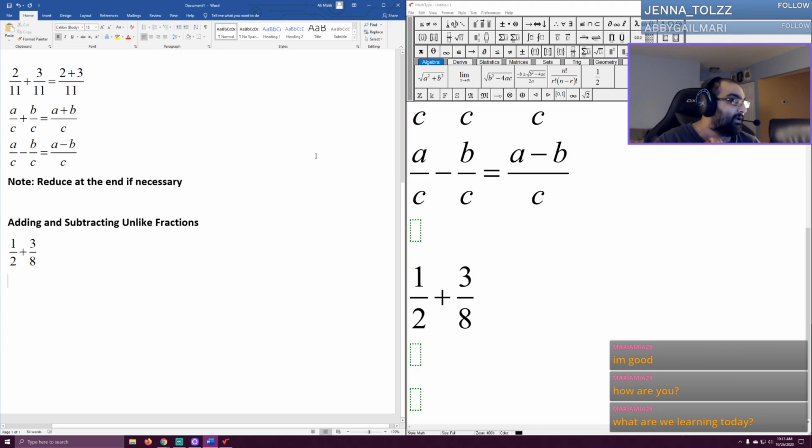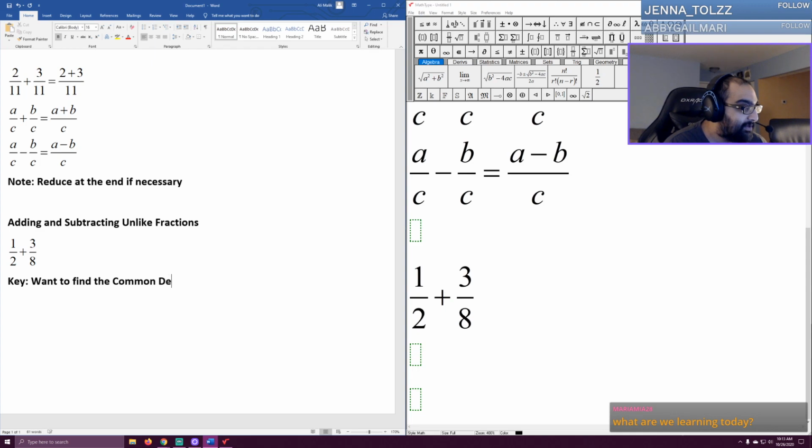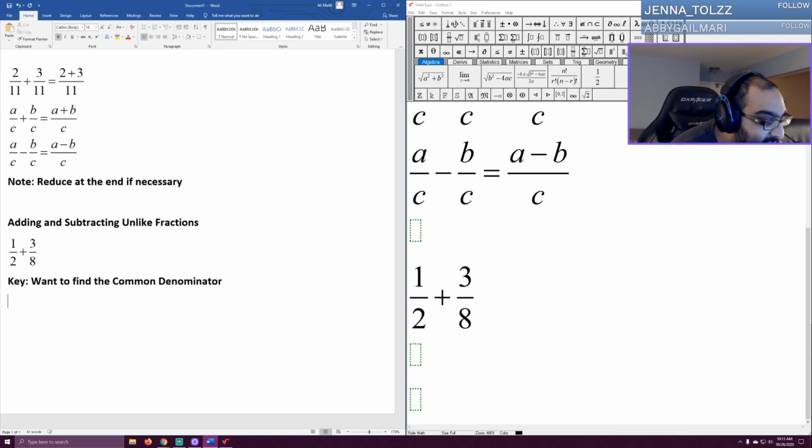So how do we get the same denominator here? That's the most important part in this particular case. The key here is that we want to find the common denominator. Now let's talk about what the common denominator is.